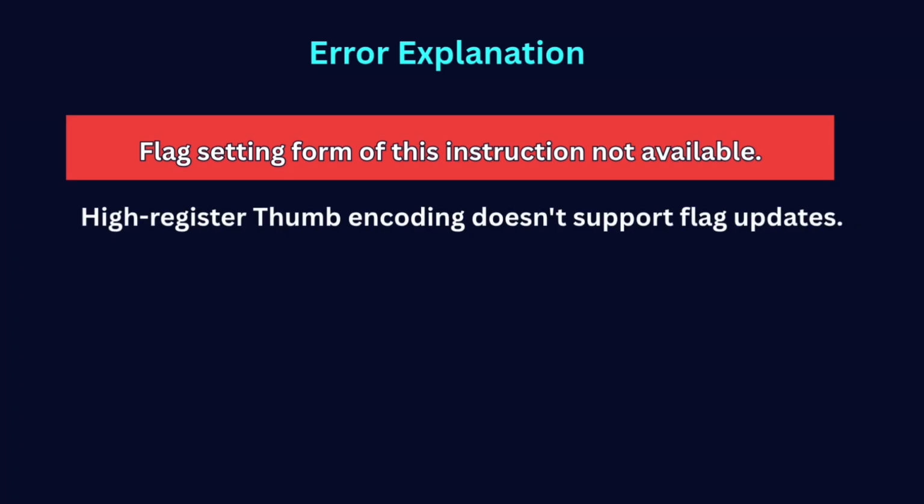Why? Because Thumb-1 uses a special instruction encoding for high register operations. That encoding does not include a flag setting version. Therefore, whenever you use ADD or MOV with R8 to R15, always write them without the suffix S.